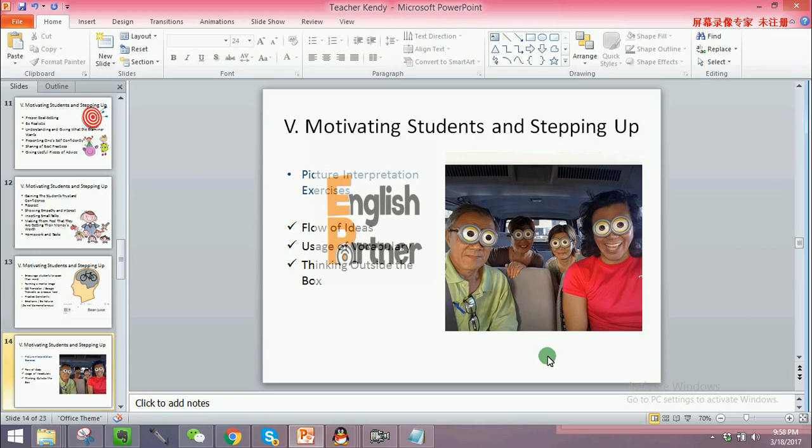Like in this picture, the obvious things are there are four people, there are two old people, I think, and two younger ones. So probably they are members of one family. Three of them have short hair, and one who's wearing a red shirt has longer and curly hair. They're inside a car and they're all wearing the Minions goggles.